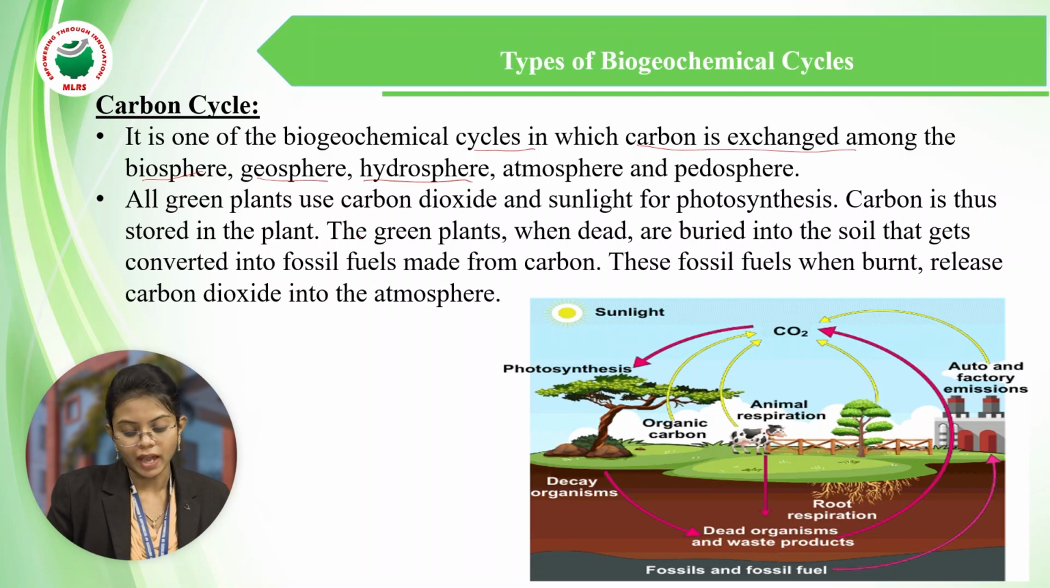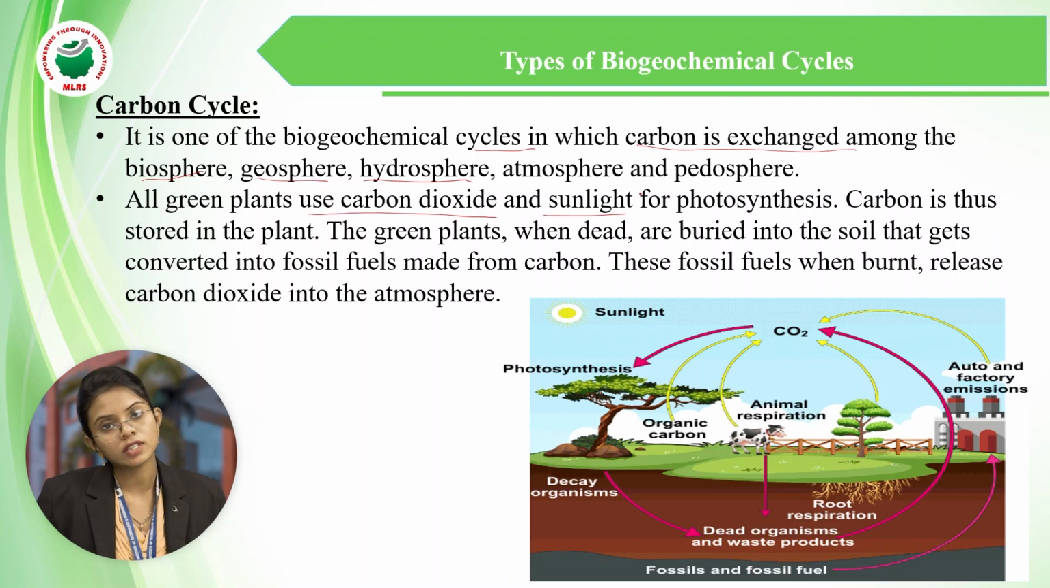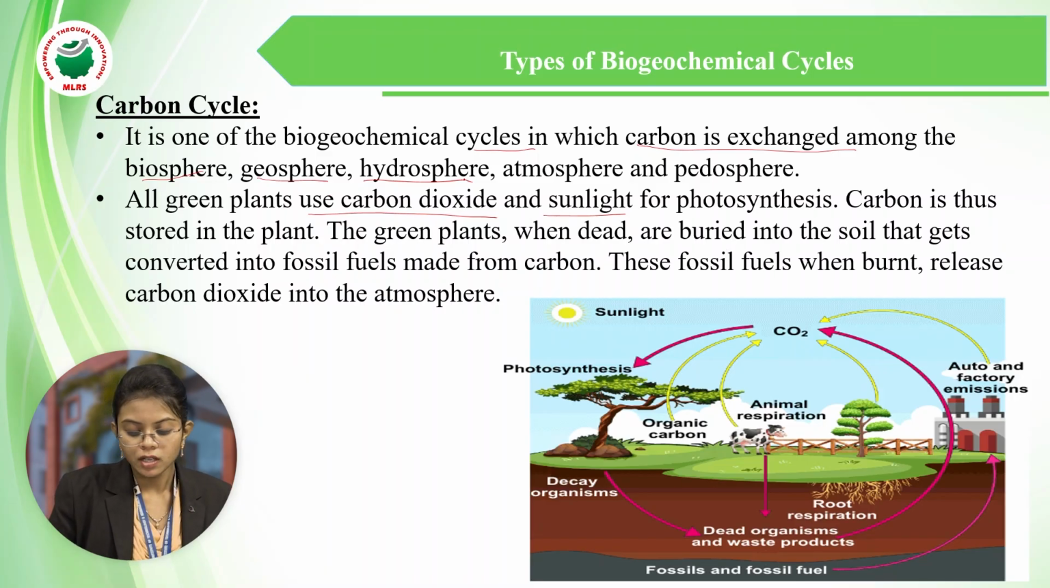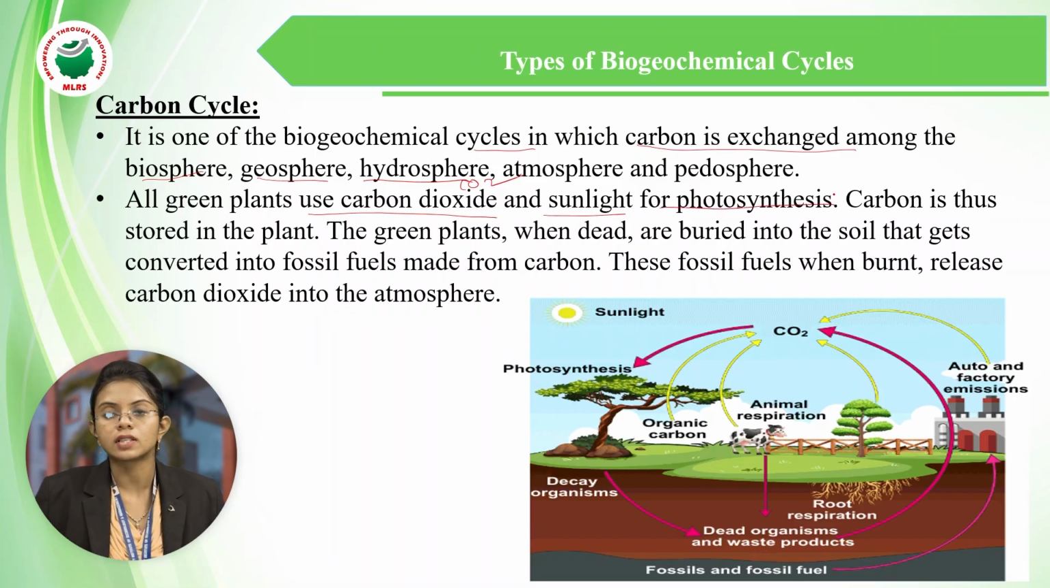All green plants use carbon dioxide and sunlight for photosynthesis. We know that for the process of photosynthesis, the producers, or the plants, take in carbon dioxide and release oxygen. Photosynthesis is nothing but the preparation of their own food. Carbon is thus stored in the plant.